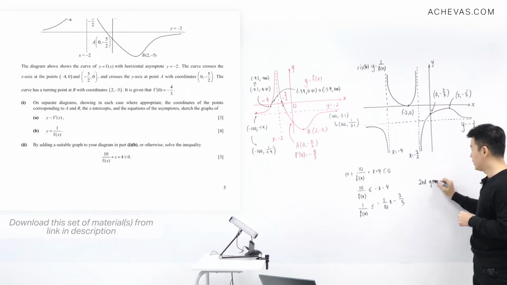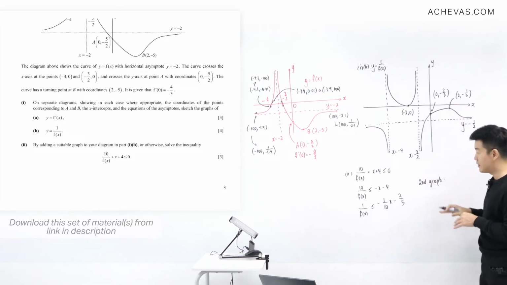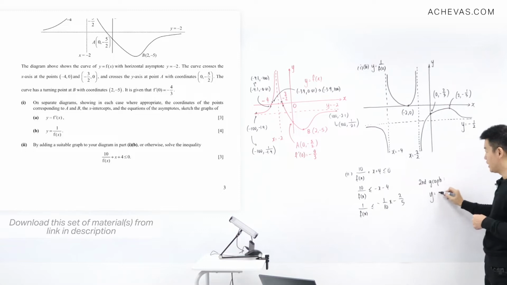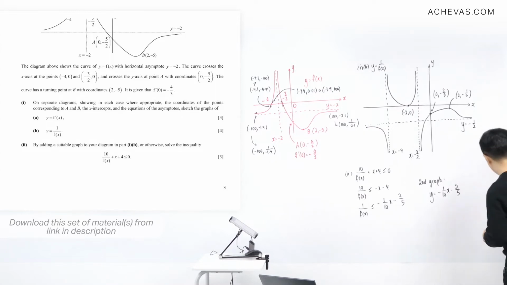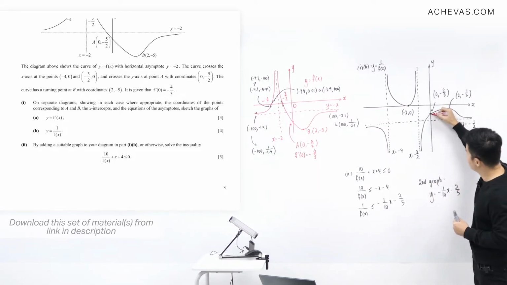The second graph that I'm going to be sketching here, as if I'm trying to solve a simultaneous equation, is going to be the graph of y is equal to negative 1 over 10x minus 2 over 5. And if I'm sketching this graph, it is going to be passing through the y-intercept, 0 and negative 2 over 5, which is here. So the graph will be passing through this point.